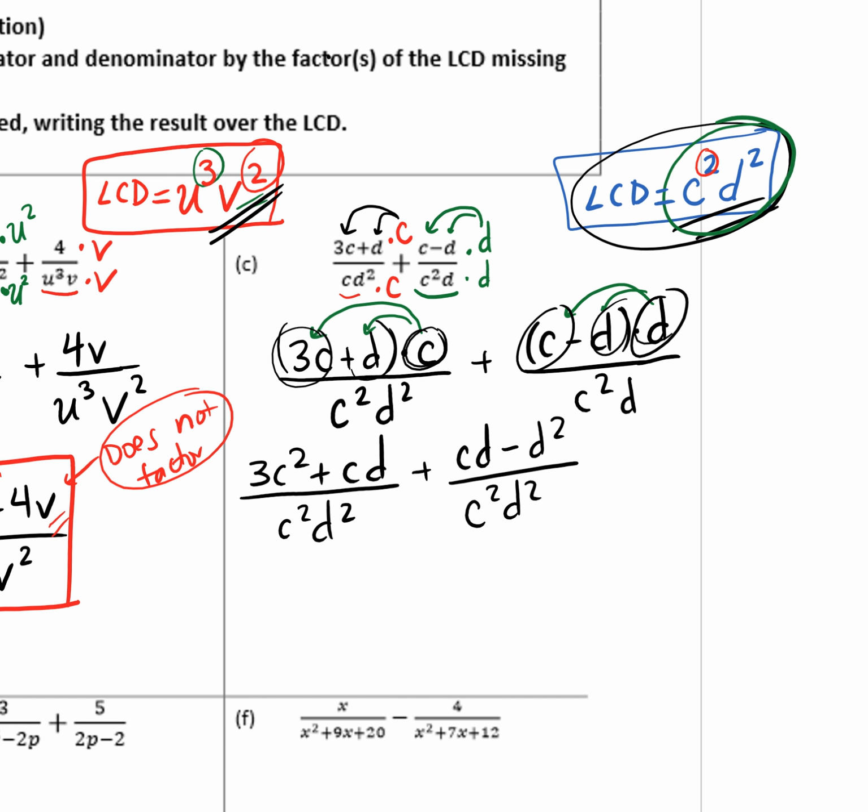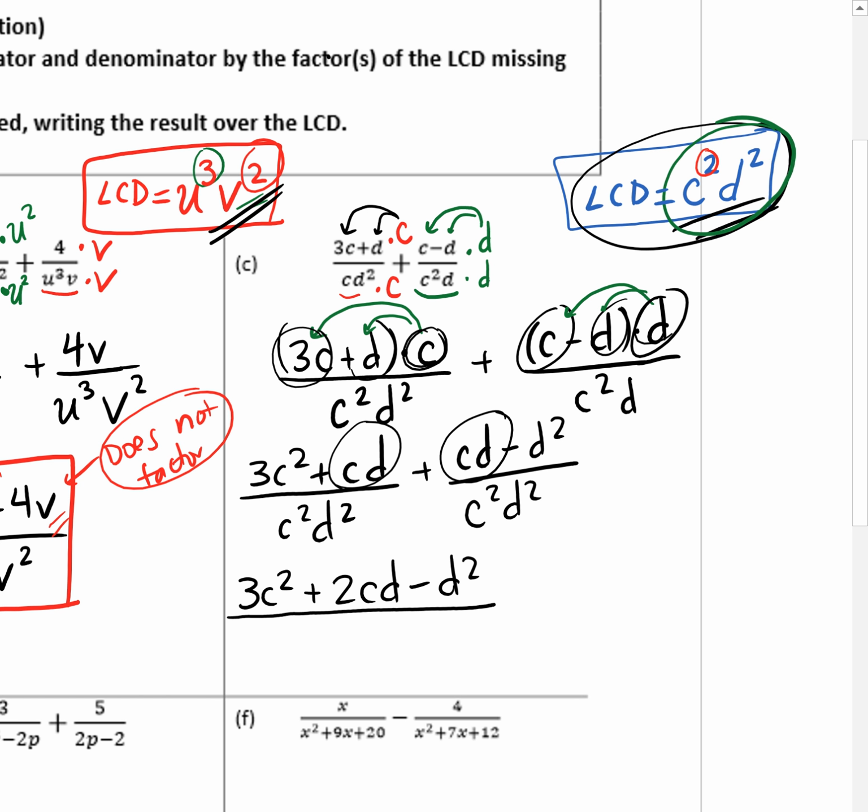Alright, now we're able to add the numerators. If you want, you can just add them like terms right away. But I see that the 3C squared in the first numerator has no like term in the second numerator. But the CD and this CD are like terms. One CD plus another CD makes 2 CDs. And then you got the minus D squared, that has no like terms, so he's pretty much on his own there. And it's all over that common denominator, C squared D squared.